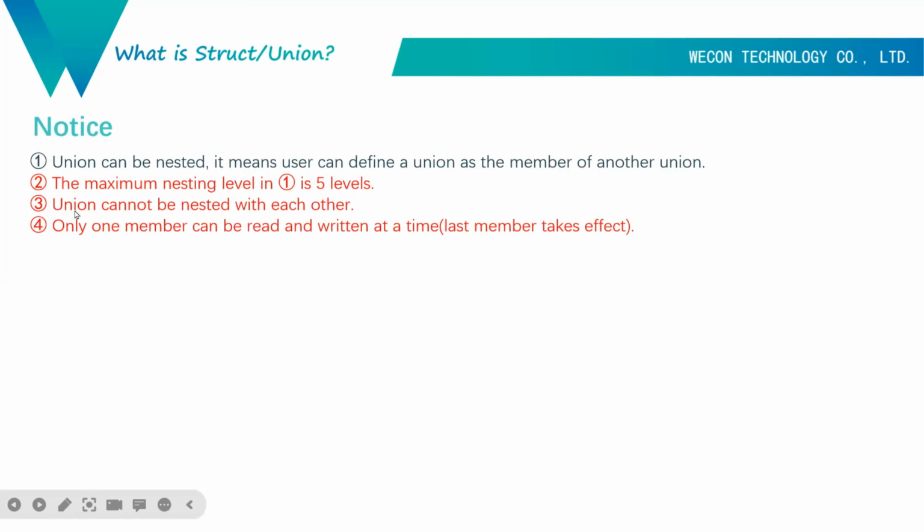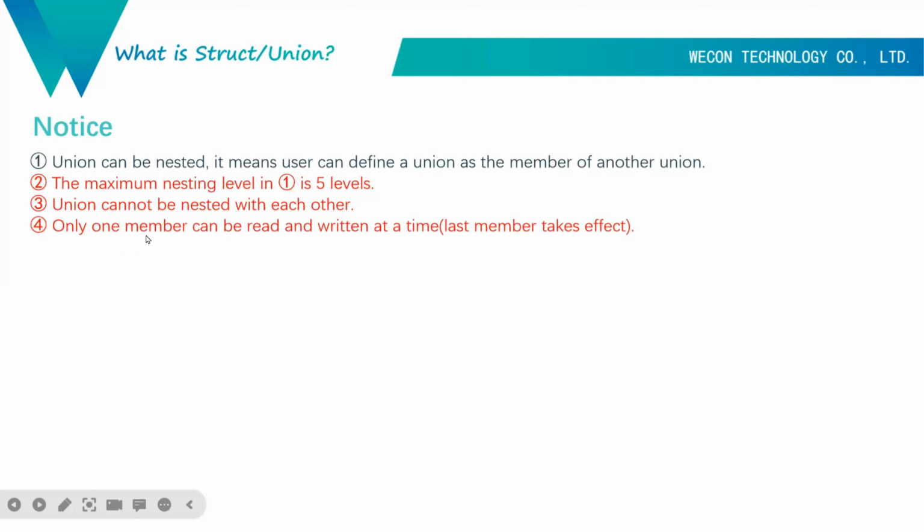Third point, unions can't be nested with each other. Just say that we can't set union A as a member of union B, and at the same time set union B as a member of union A. It's wrong.